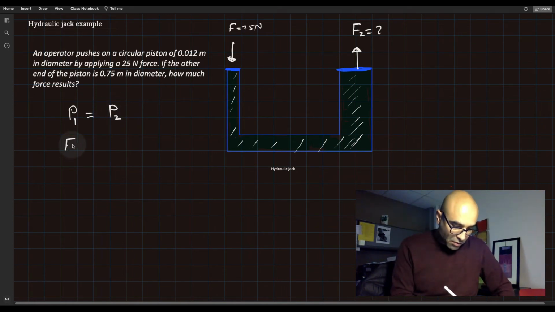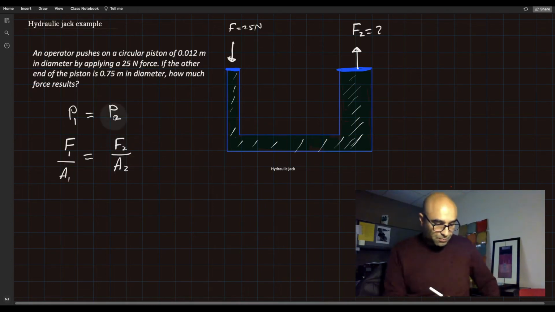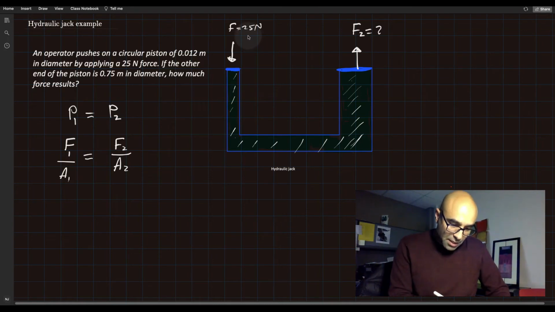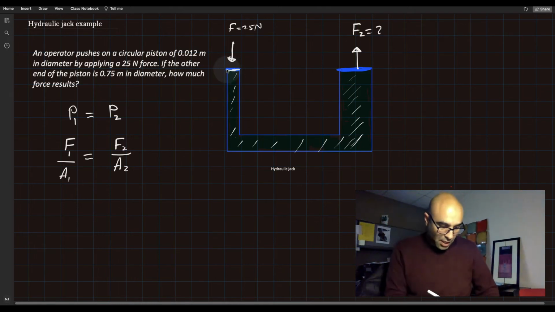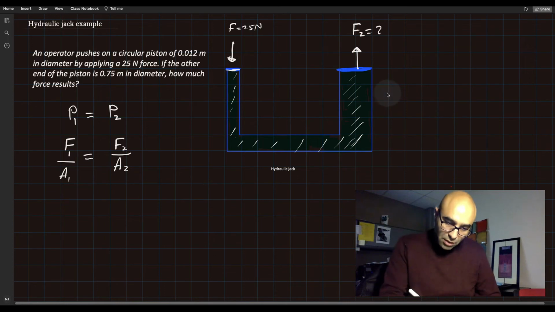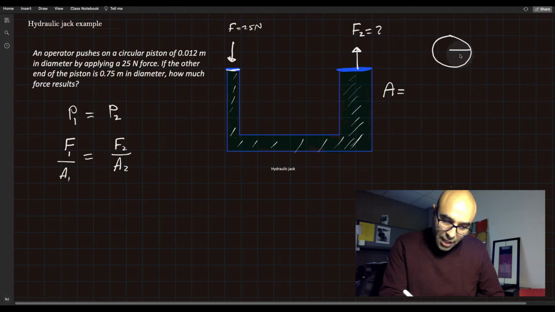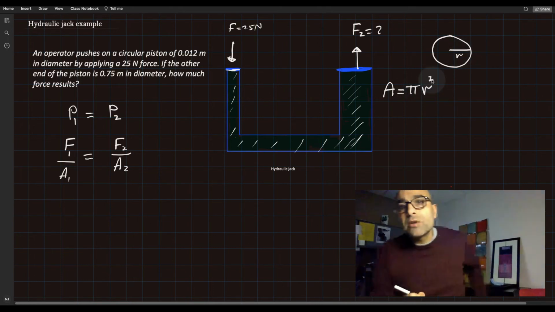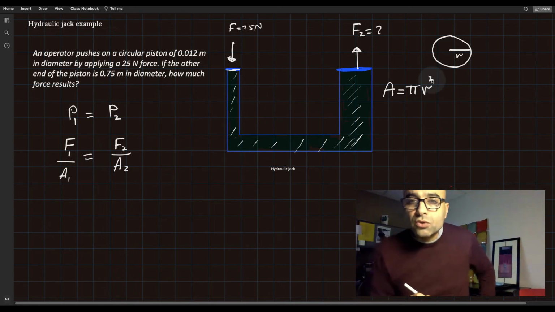The pressure is equal to F1 over A1 for P1, and the pressure is equal to F2 over A2 for P2. Now F1 is given, 25 Newton. A1 is not given because we're given only the diameter of this piston. We know that in general, the surface area of a circle that has a radius r is equal to pi r squared. Please remember this. This is very important to memorize.